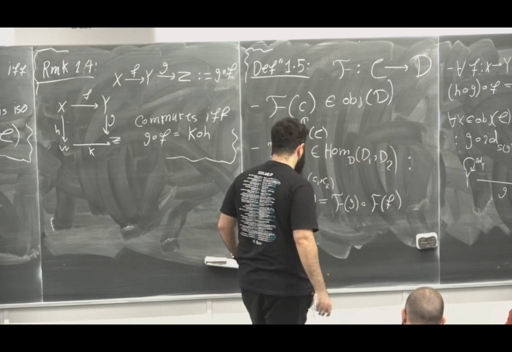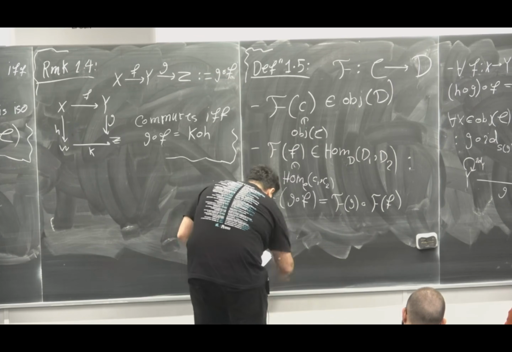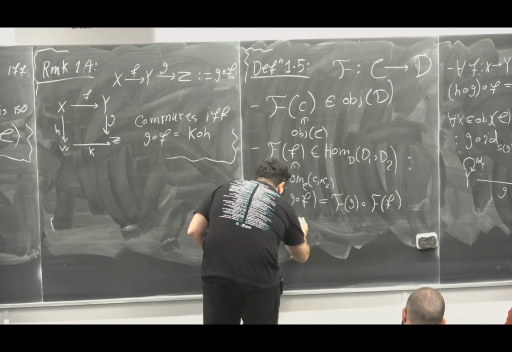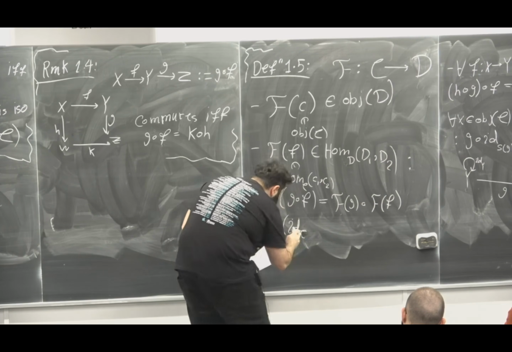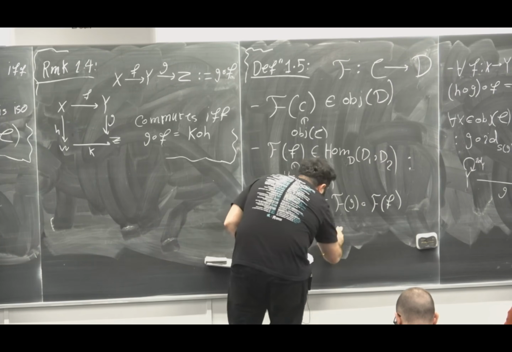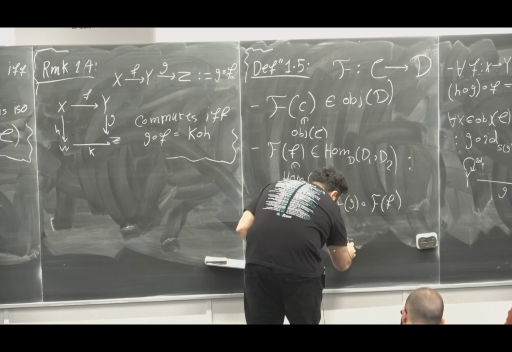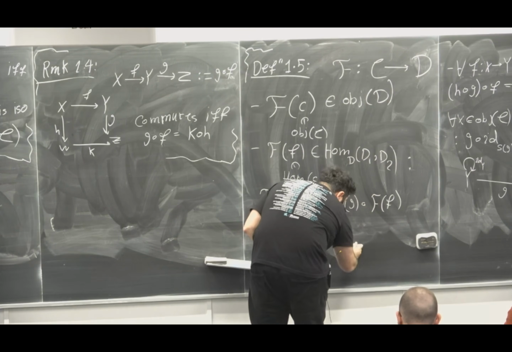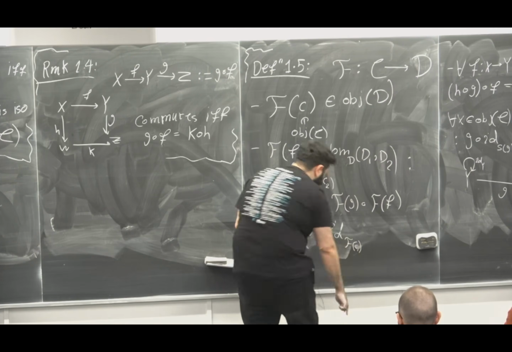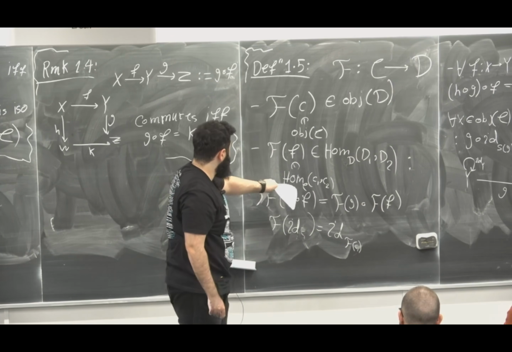It also acts nicely on the identity. What do I mean by nice? I just mean the functor on the identity in C1 is going to be the identity in the target, on what F maps my C1 into.